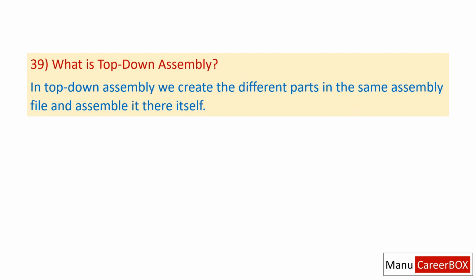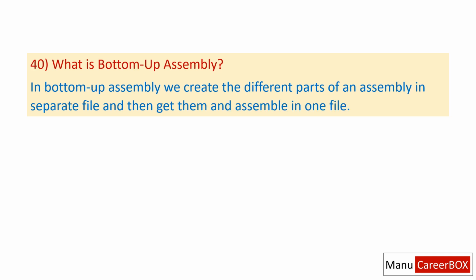39. What is top-down assembly? In top-down assembly, we create the different parts in the same assembly file and assemble them there itself. 40. What is bottom-up assembly? In bottom-up assembly, we create the different parts of an assembly in separate files and then get them and assemble them in one file.